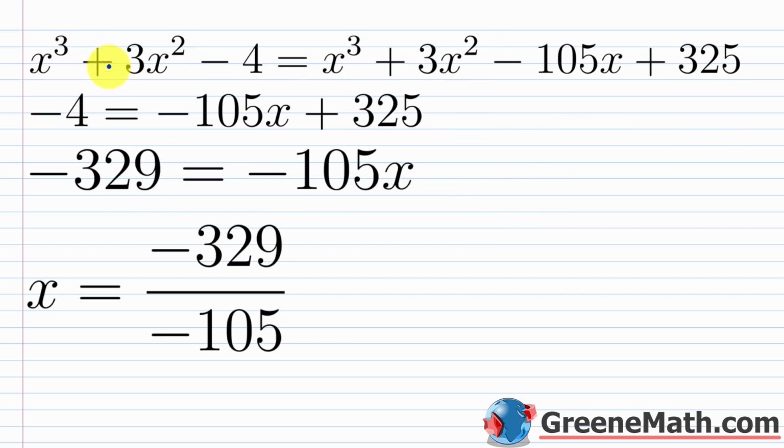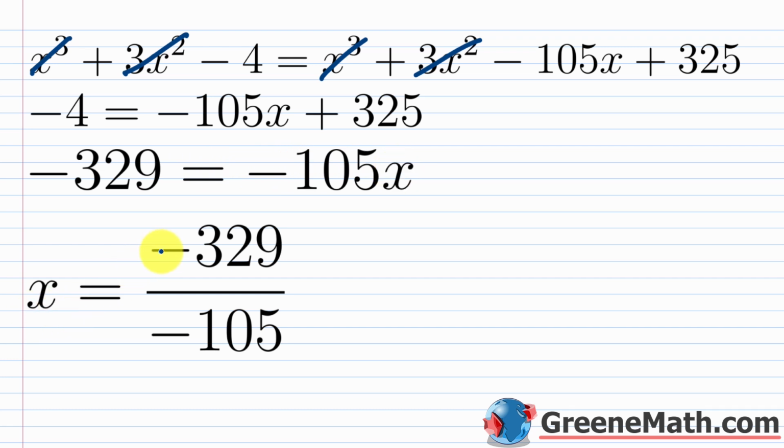So now we have x cubed plus 3x squared minus 4. So that was the left, is equal to, this came from what we just did. So the right is x cubed plus 3x squared minus 105x plus 325. All right, so if we look at this, we can subtract x cubed away from each side. So that's going to go away. We could subtract 3x squared away from each side. So that's going to go away. You would end up with negative 4 is equal to negative 105x plus 325. You can subtract 325 away from each side of the equation, and you get negative 329 is equal to negative 105x. And then, of course, you can divide both sides of the equation by negative 105.